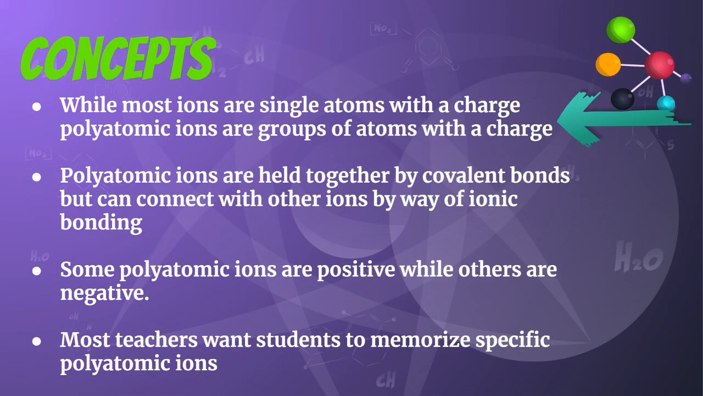Most ions we deal with are single atoms with a charge, like sodium with a +1 charge, or chlorine with a -1 charge, but polyatomic ions are groups of atoms that have a charge. Now, these polyatomic ions are held together by covalent bonds, but they can connect with other ions by way of ionic bonding. Some polyatomic ions can be positively charged, others are negative. How are we going to keep track of which ones have which charge? Well, most teachers are going to ask you to memorize specific polyatomic ion formulas and names.